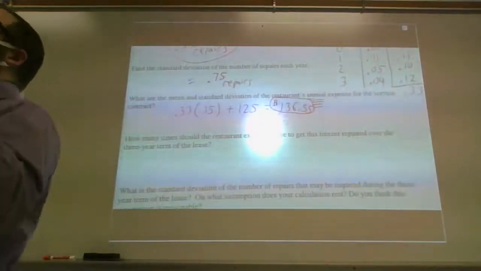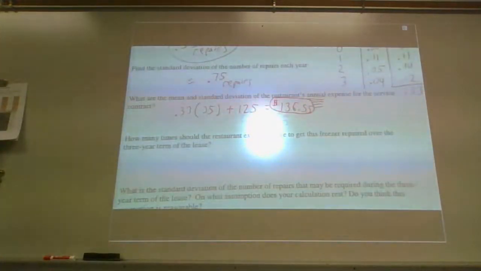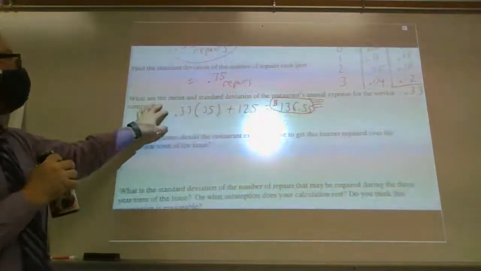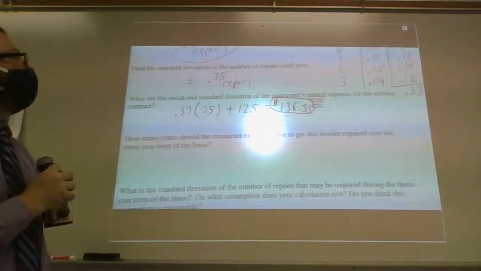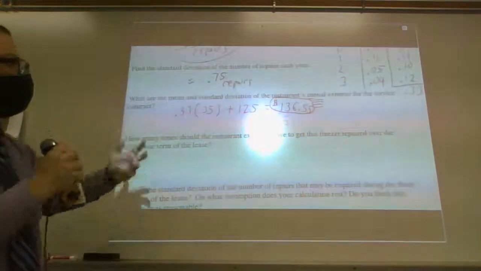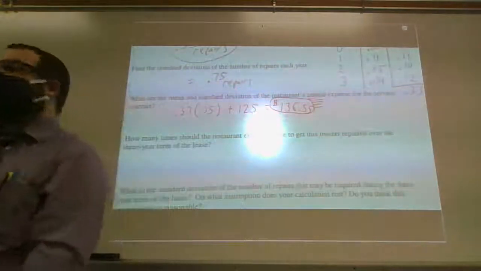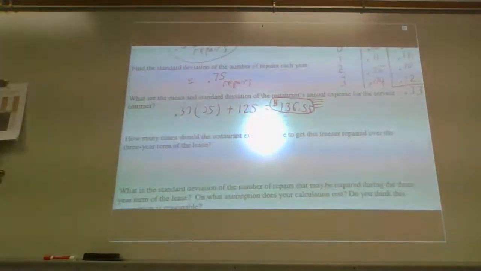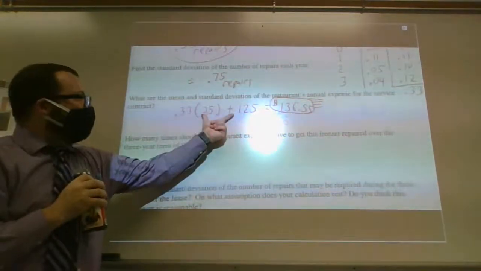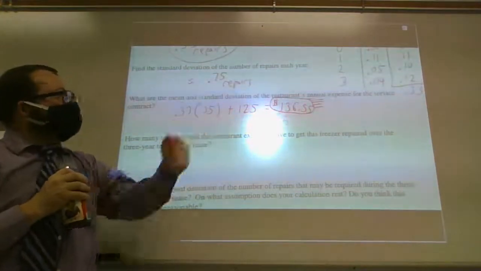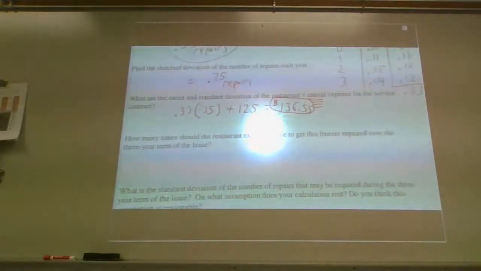Now, this is an important piece of information, because right here, they asked, what are the mean and standard deviation of the annual expense? Well, 0.33 repairs per year equate to $136.55. However, we cannot do this exact calculation to figure out the restaurant's standard deviation of expense. We can't, because addition, subtraction does not affect standard deviation if you're doing that to every data point.